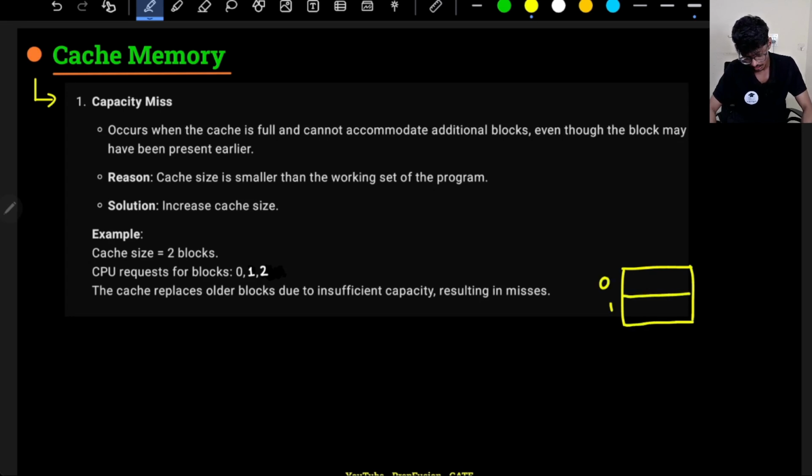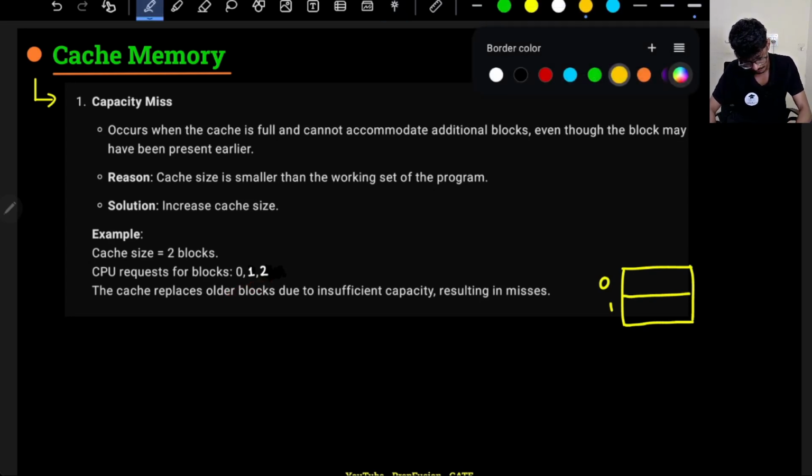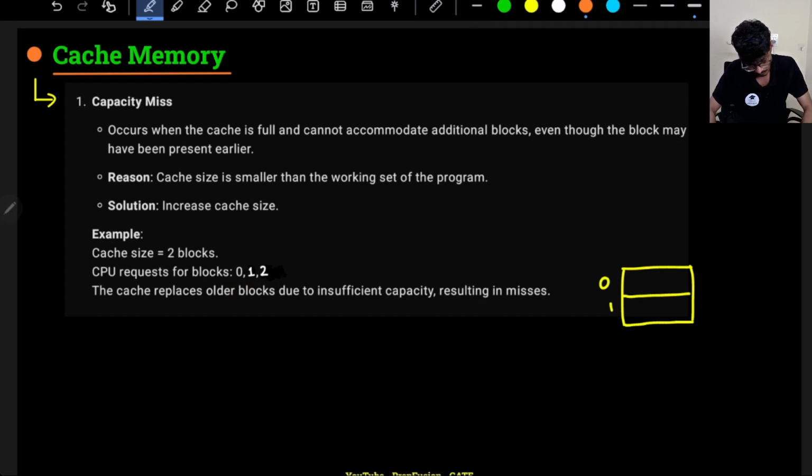Zero and 1. Okay, so I have 2 blocks. So the CPU requests blocks 0, 1, 2. It will be like this: block 0, initially it is a miss, so initially 0 will be stored here, block 1 will be stored here. Now next time when I call for block 2, block 2 will have to come here, right? It has to be replaced here.